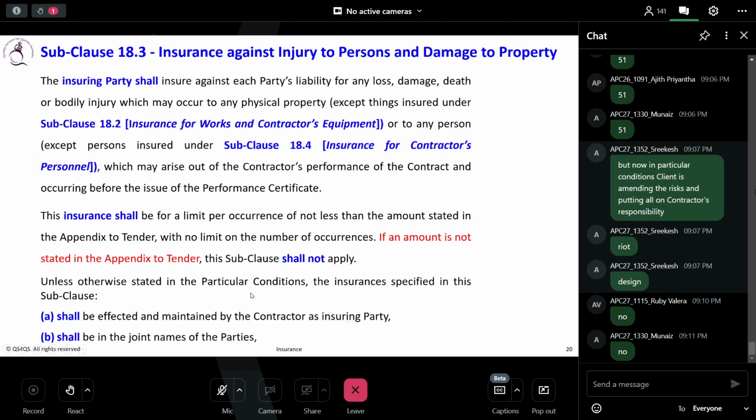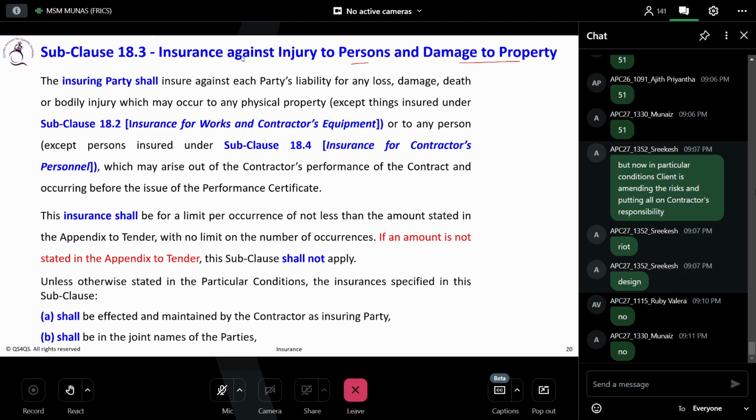Now, when we come to 18.3, this is something new. So what are we going to insure under this subclause? Insurance against injury to the person or damage to the property. The previous insurance talks about the works and the equipment. Here we talk about the person and the damage to the property.